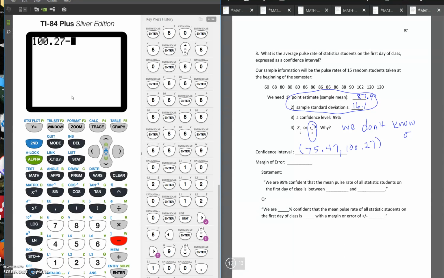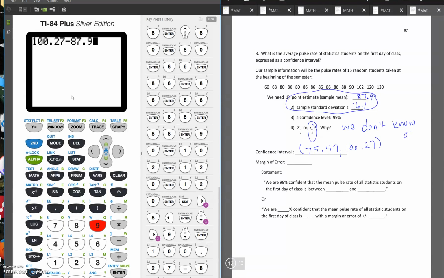Our margin of error we can take by doing, remember, the upper bound, 100.27, and subtracting our point estimate, 87.9. So we have 12.37.